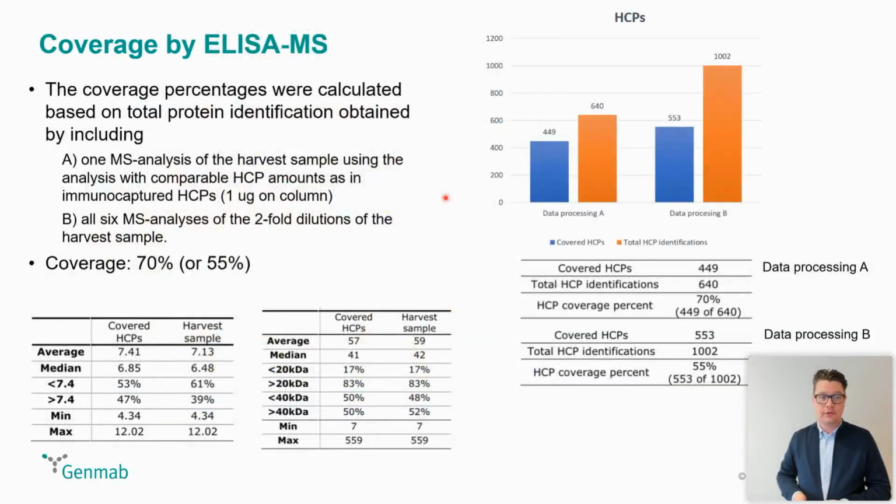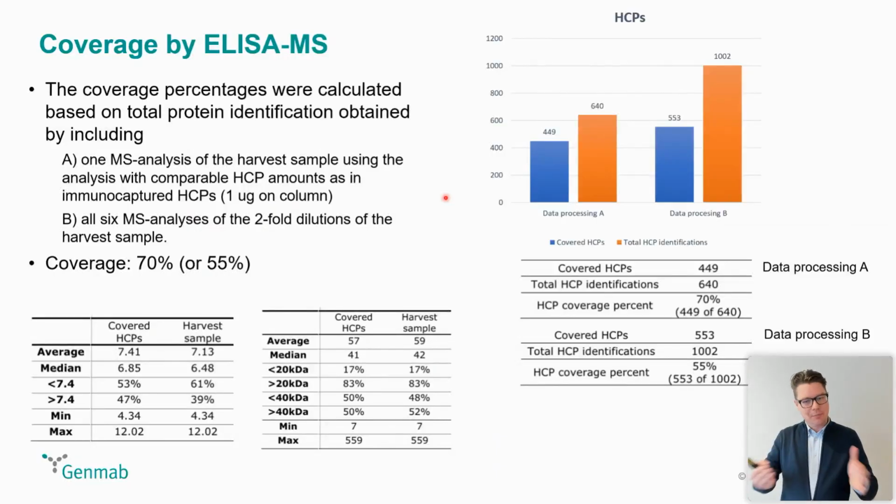And then we also chose to do this ELISA-MS, where we had a very different coverage, either 70% or 55%, depending on the way you did the data processing. The first way, method A, you used an MS analysis of a harvest sample and compare that to the immunocaptured HCPs in your ELISA plate. You could also compare a dilutional series of your harvest sample with the same immunocaptured HCPs and get a slightly different coverage.